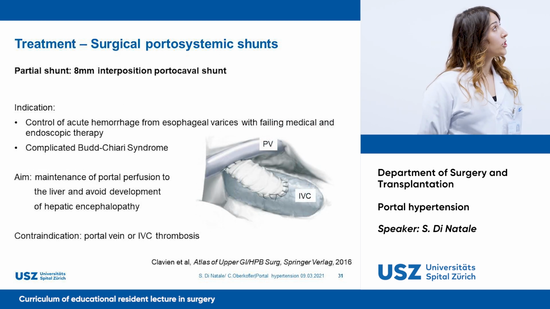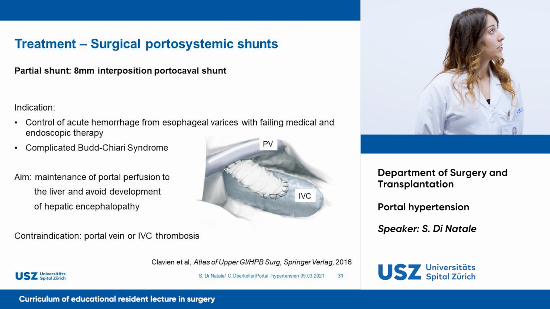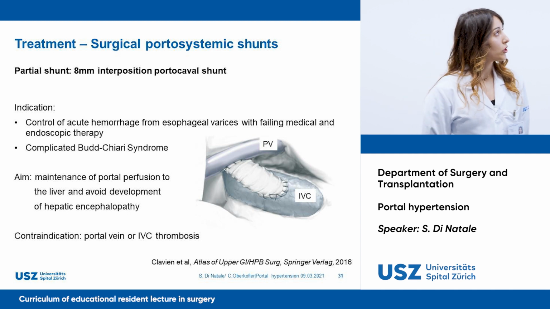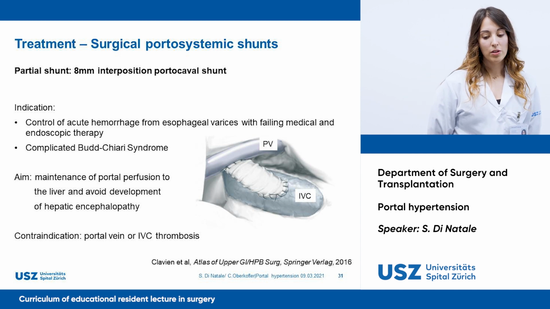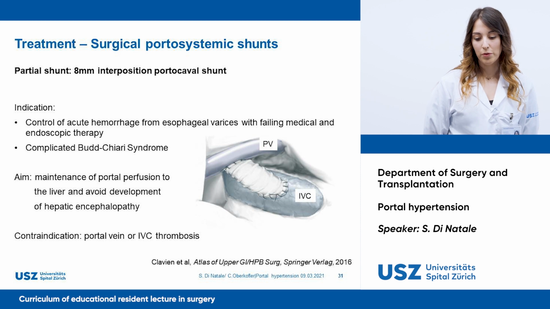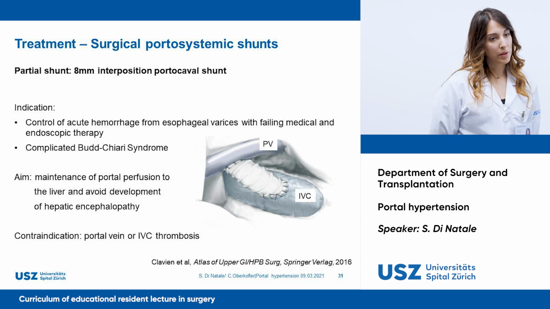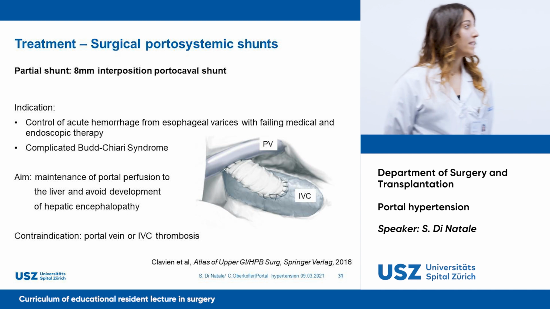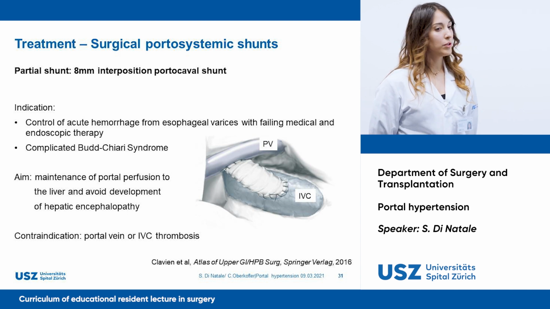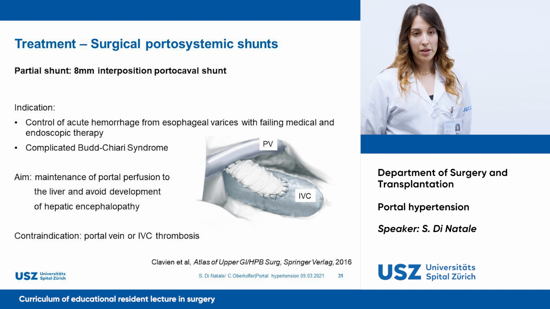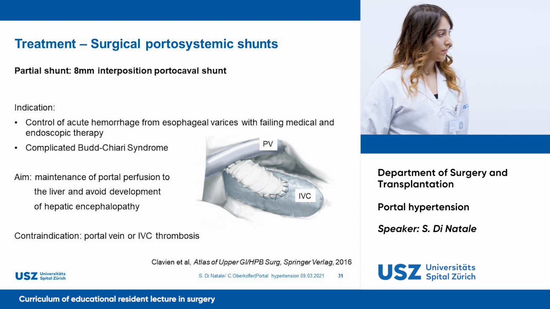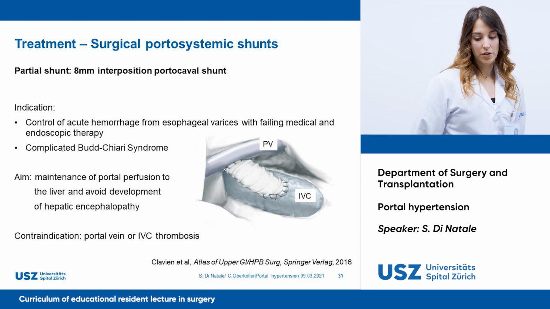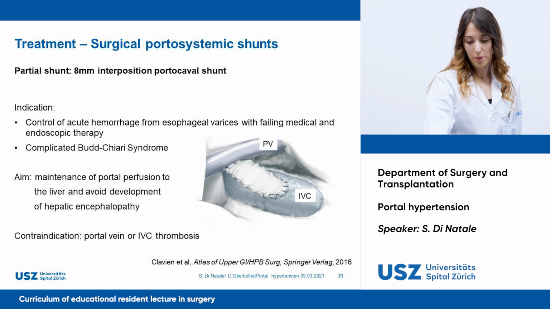Further, we have partial shunts. This is an 8 mm interposition portocaval shunt. Indications are also control of acute hemorrhage from esophageal varices despite daily medical and endoscopic therapy, as well as a complicated Budd-Chiari syndrome. The aim here is to maintain the portal perfusion to the liver and to avoid the development of hepatic encephalopathy. Contraindication is, of course, a portal vein or IVC thrombosis.